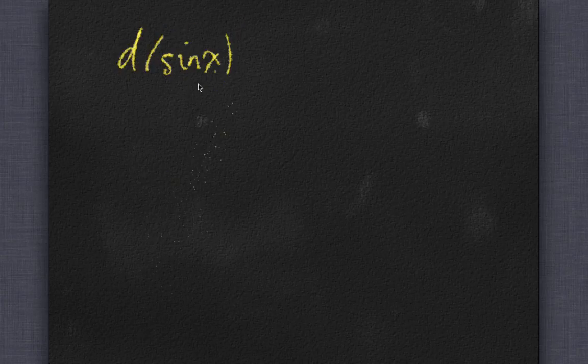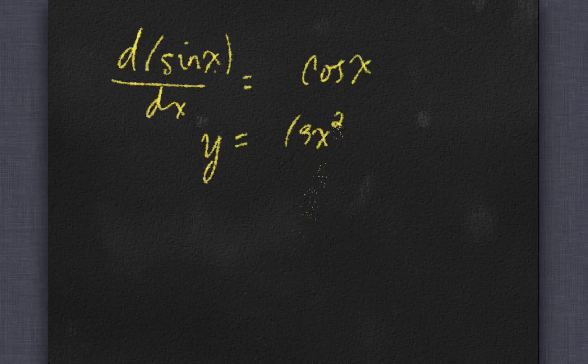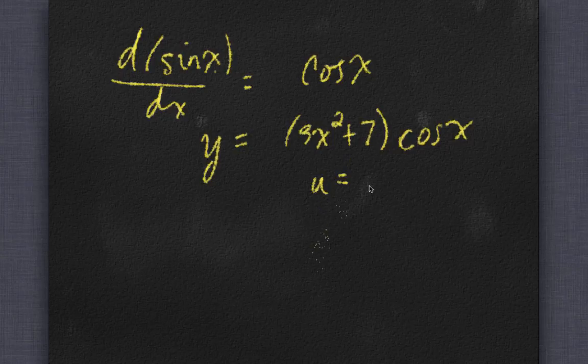But also, the derivative of sine with respect to x is cosine. So if you had, say, y equals 3x squared plus 7 times cosine x, if you distribute that, you don't know how to take the derivative of 3x squared cosine x unless you use the product rule. So in times like these, you kind of have to have it.